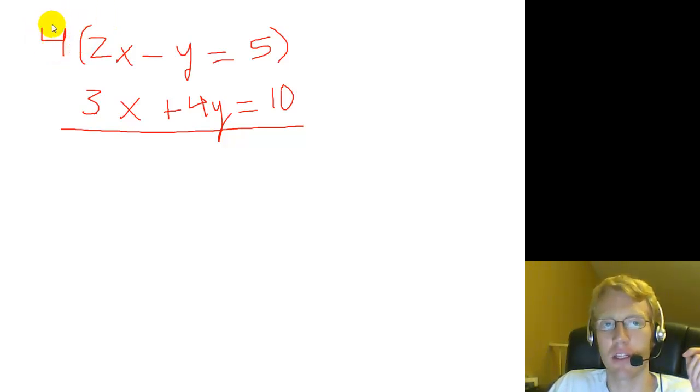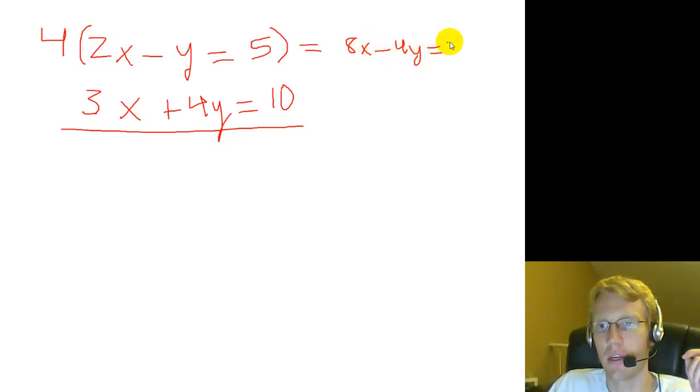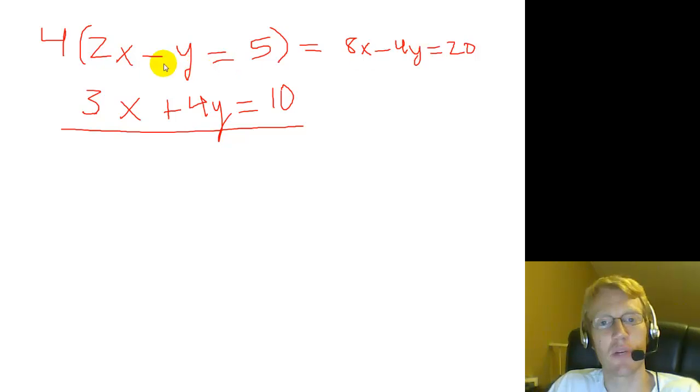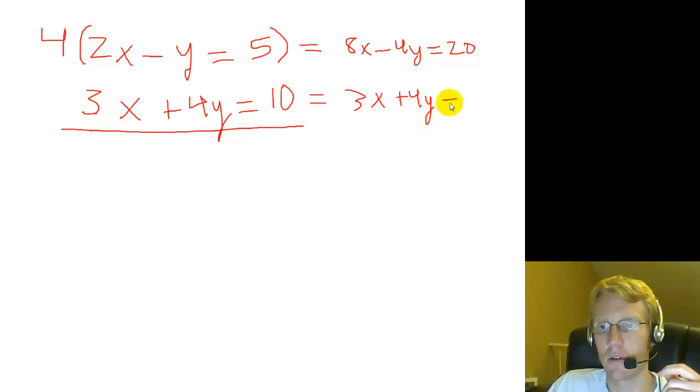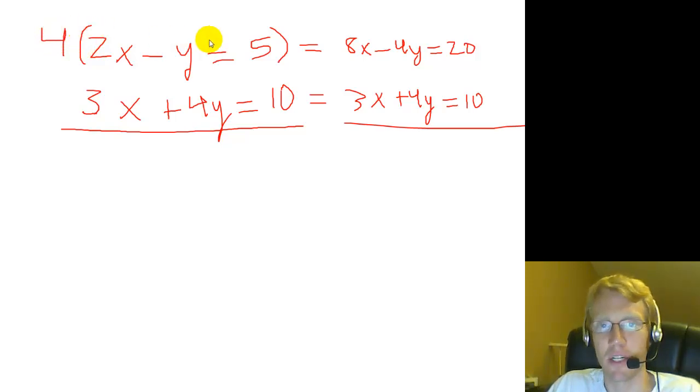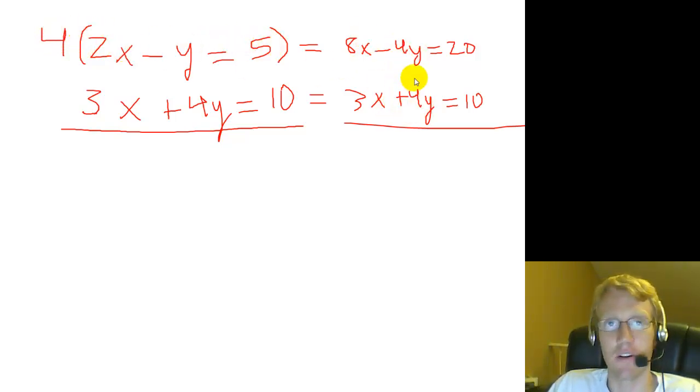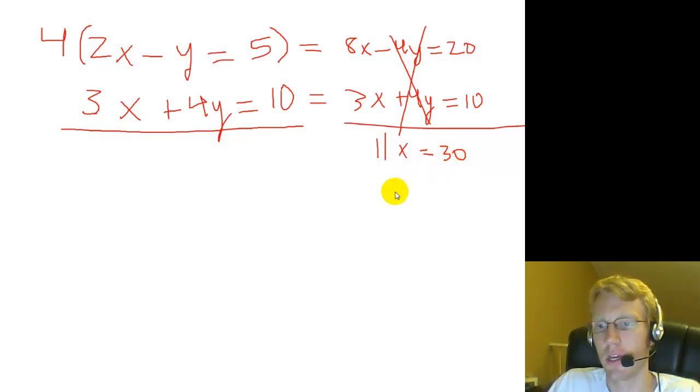Okay, so if I multiply the entire top equation by 4, I get 8x minus 4y equals 20. And so that's an equivalent expression as this guy, because the left-hand side got 4 times bigger, and the right-hand side got 4 times bigger. And over here I can rewrite the one that I had just for clarity. And now you can see, by doing this first step of multiplying everything in the first equation by 4, the y values match up, and when I add them together, these will cancel out perfectly, leaving me with 11x equals 30, and x therefore equals 30 over 11.